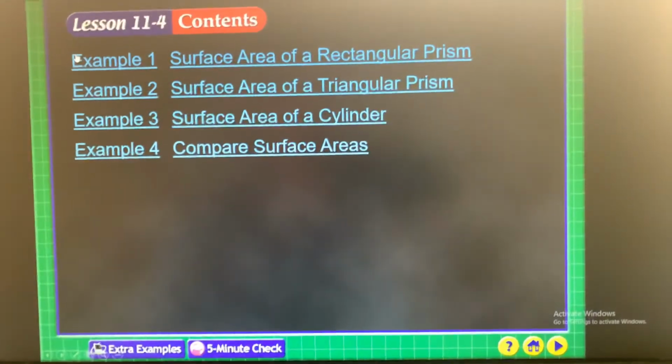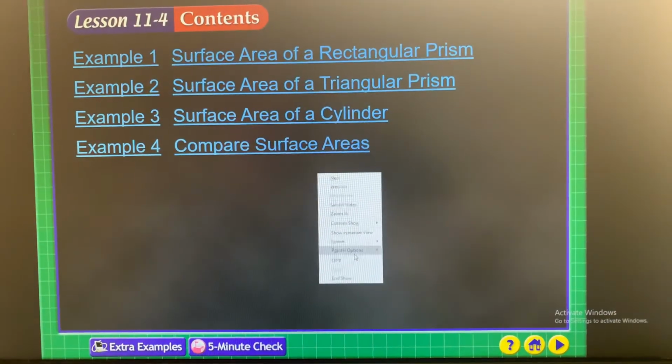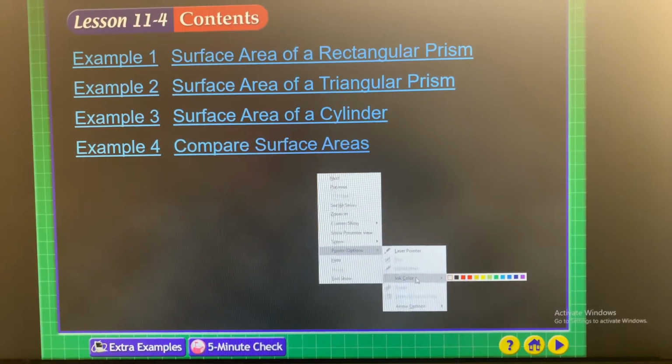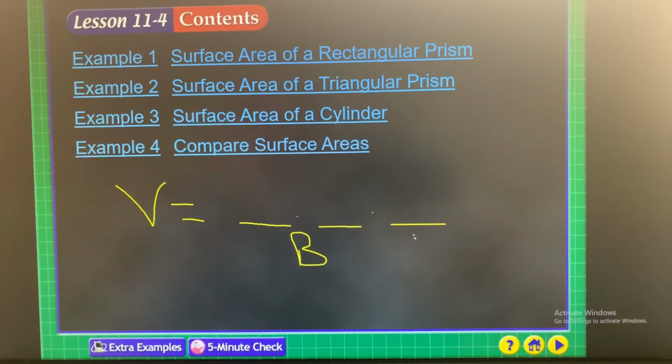Okay, we're going to find surface area of various figures now. Remember, we were doing volume. Volume, remember, was always the same. I said always make 3 lines. You find the area of the base and you multiply it by the height. It was pretty simple to do.